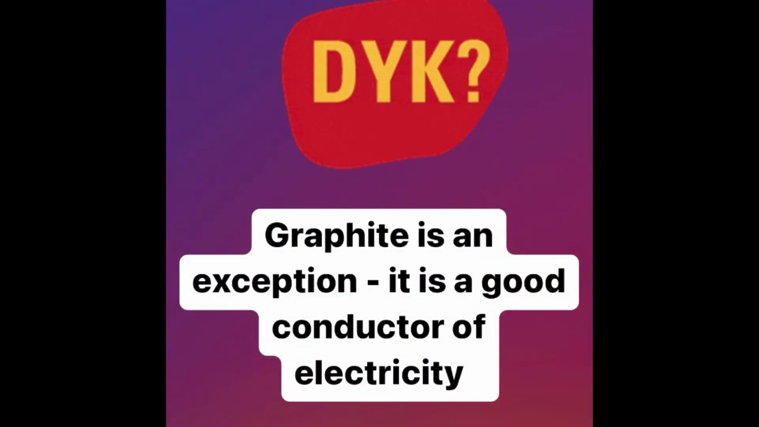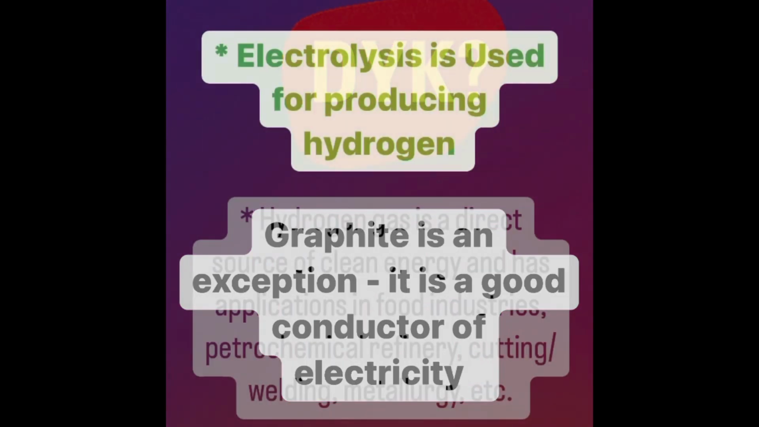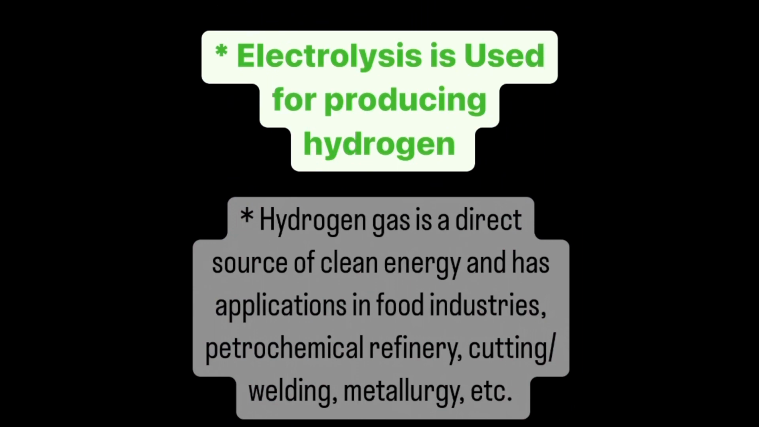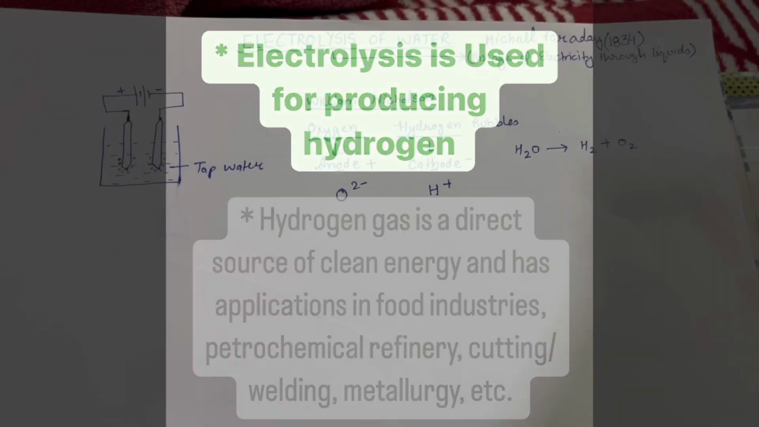Non-metals are generally poor conductors of electricity, but graphite is an exception. So, commercially electrolysis is used for producing hydrogen, and hydrogen gas is a direct source of clean energy and has application in food industries, petrochemical refineries, cutting, welding, metallurgy, etc.